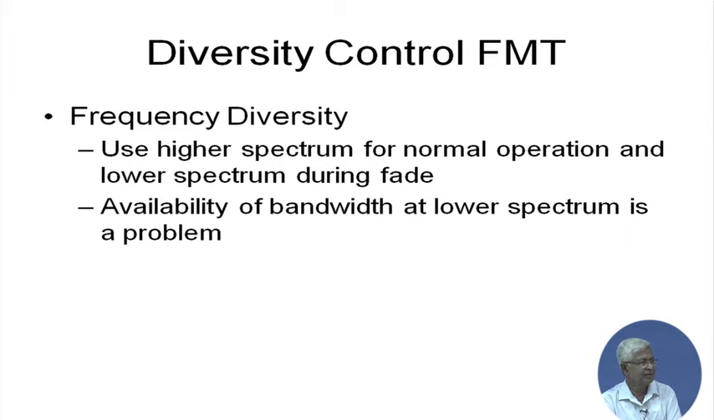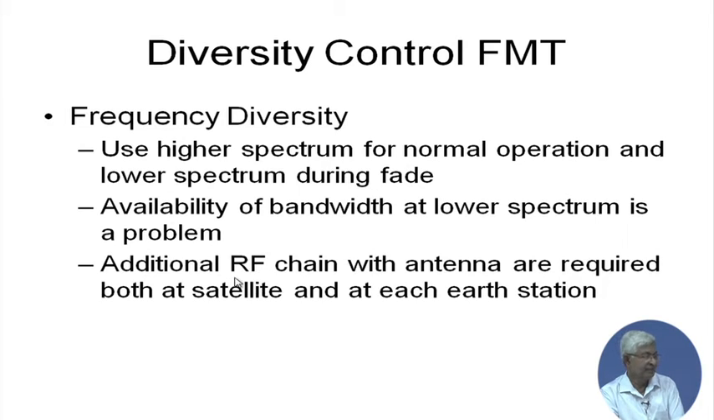And availability of bandwidth at the lower spectrum is also a problem, because, as briefly mentioned in one of the earlier slides, at C band we have roughly 700 megahertz allotted by ITU for space to earth and earth to space links, at Ku band it is roughly of the order of 2 gigahertz, and at Ka band roughly about 2.5 gigahertz. So at higher and higher bands you have larger bandwidth allotted. If you are operating at a higher band and suddenly try to change over to a lower band, you may have some problem of bandwidth at the lower spectrum. And then of course, as I mentioned, an additional RF chain including the antenna is required both at the satellite and at each station.